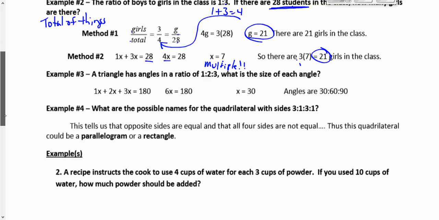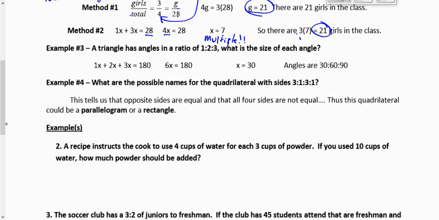Okay, example 3. Triangle angles. The angles are in a ratio of 1 to 2 to 3. Now the measure of each angle. Well, that'd be simple, right? One angle is 1 degree, the other is 2 degrees, the other is 3, right? So what does 1 plus 2 plus 3 equal? 6. You're saying that the angles of the triangle add to 6 degrees. I think you probably know better than that, right? What do the angles of the triangle add up to? 180.